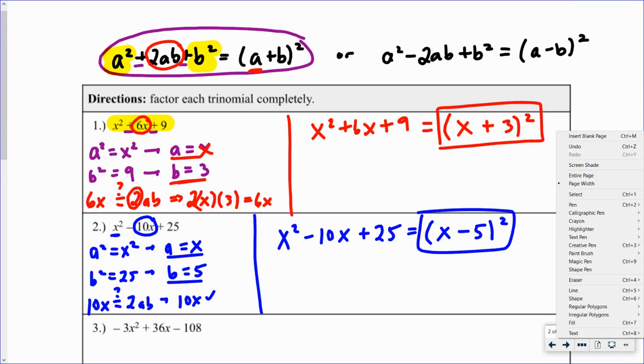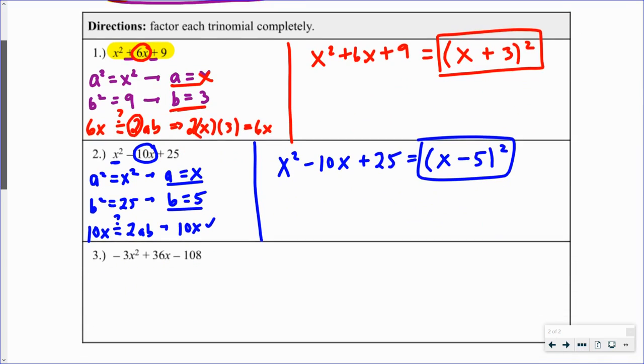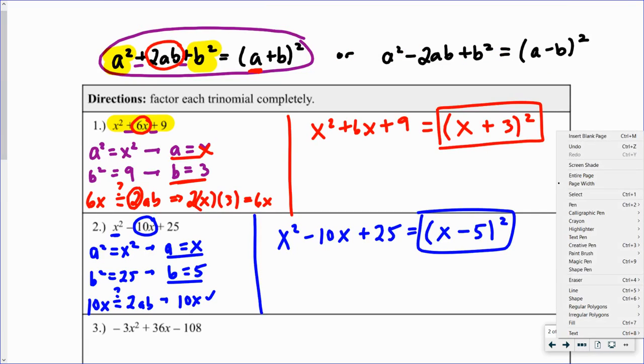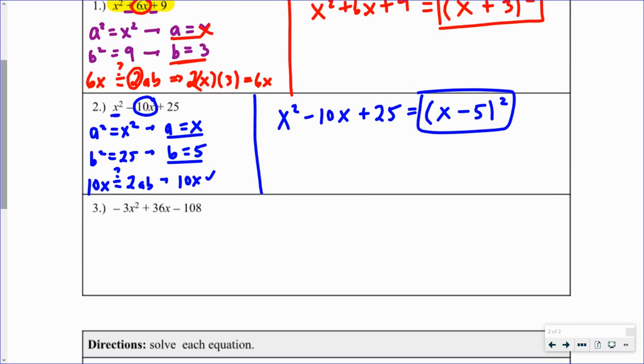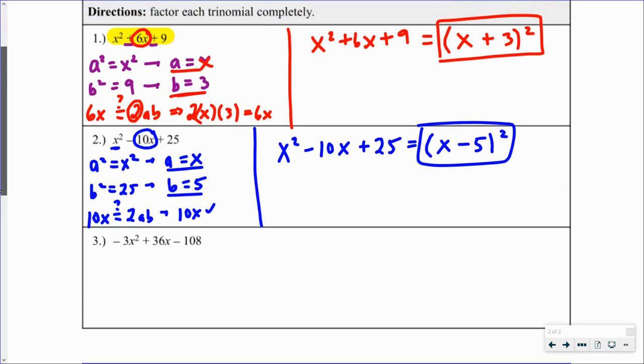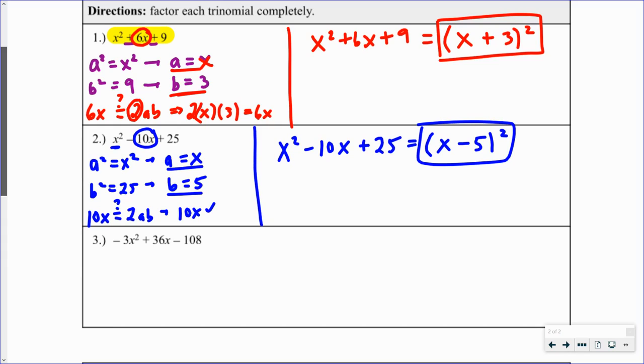Now, one thing that you always want to do, and we've talked about this a bunch of times, is that when you look at a polynomial, anytime that you're factoring a polynomial, you want to make sure that you factor out any greatest common factors.